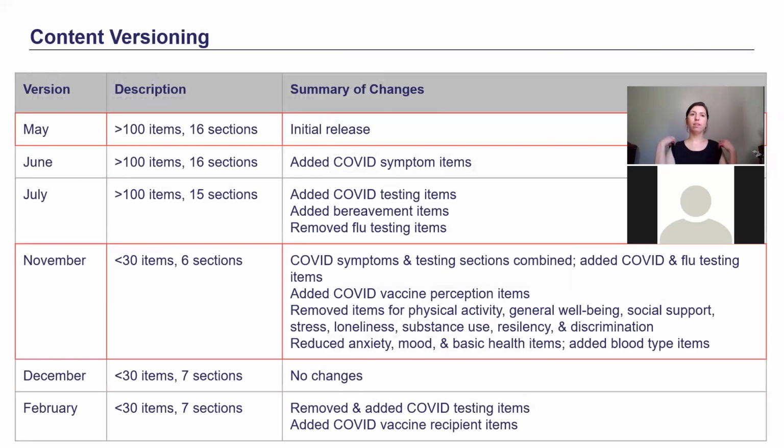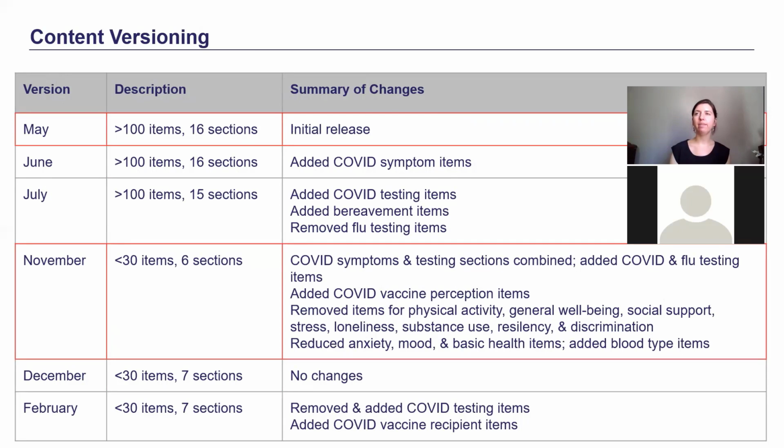So let's talk just a little bit about versioning. On this screen, you can see a brief summary of changes that took place across each of the versions we've released. I've highlighted the May and the November versions because for me, I see these as the two major versions of this survey. The first took place in May, that's our initial release.